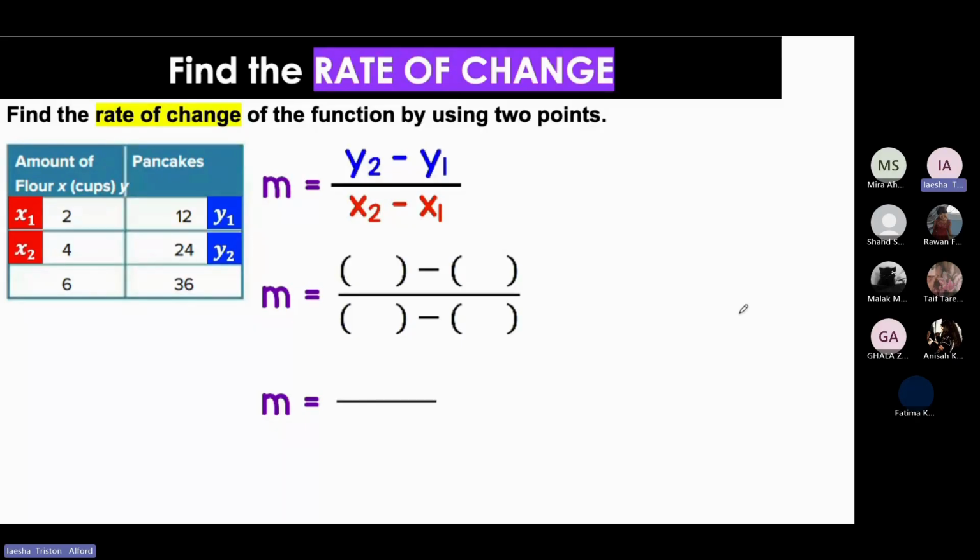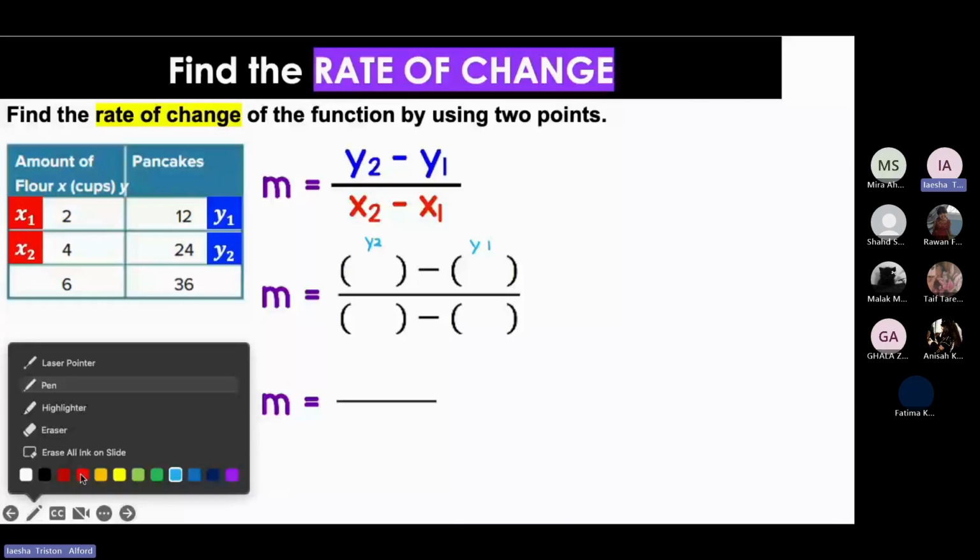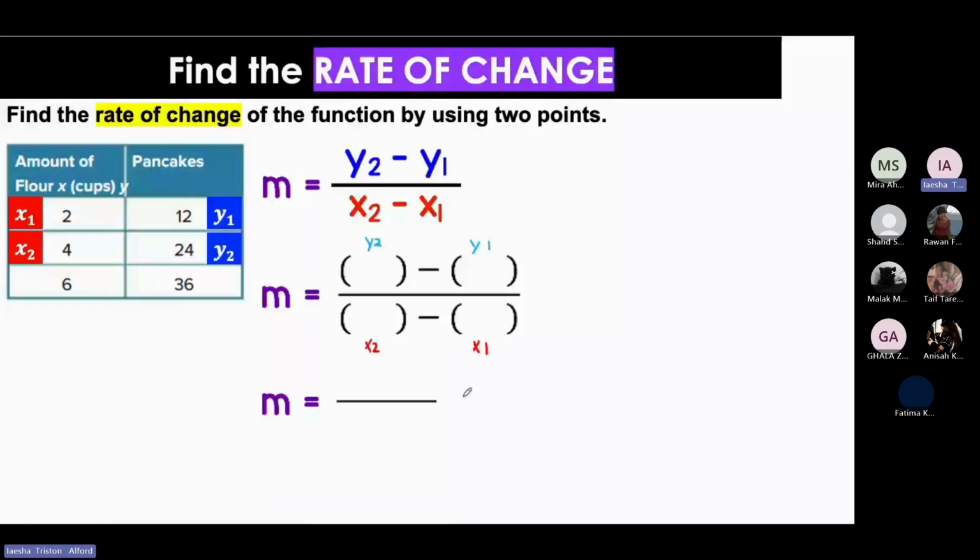But here, remember we have, this is y2, this is y1. This is the number for x2, and this is the number for x1. The y2 number is positive 24. The y1 number is positive 12. The x2 number is positive 4. And the x1 number is positive 2.